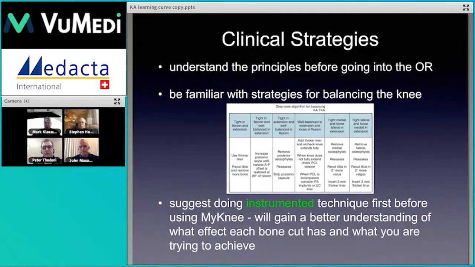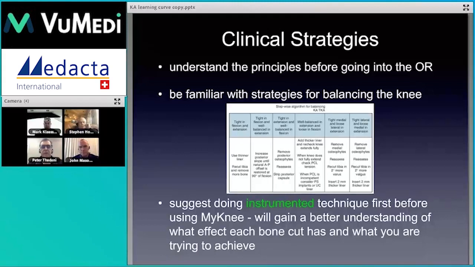In that vein, it's important, before you go in the OR, to be very familiar with the steps and the principles needed to execute the operation. We talked about balancing the knee. With MA, we're all familiar with the types of balancing: too tight, too loose, or just right. With kinematic alignment, there's also an algorithm, but the steps needed to balance the knee are different than with an MA knee. I won't go into this chart in detail, but it's very important to memorize it before stepping into the OR.